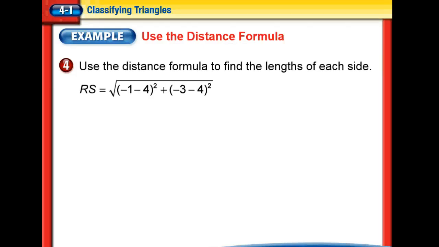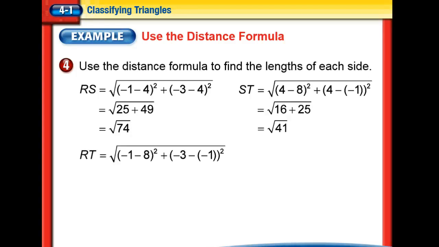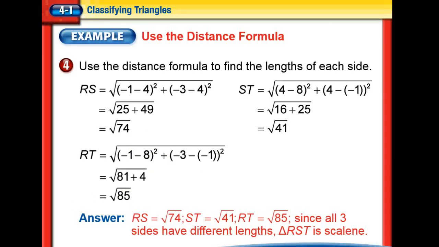Continuing with their example, for RS, they plug in the points. Again, x2 minus x1 plus y2 minus y1, both of those squared. So the length of RS is the square root of 74. The distance of ST is the square root of 41. And the distance of RT is the square root of 85. So all 3 of these are different, making it a scalene triangle.